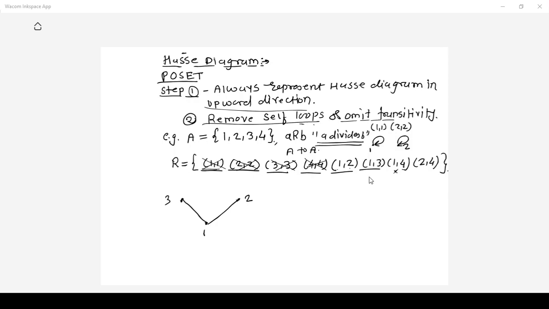Next pair is 2 related to 4. So 4 I need to take somewhere. Let us say here I'll take 4, and I need to represent this relation.